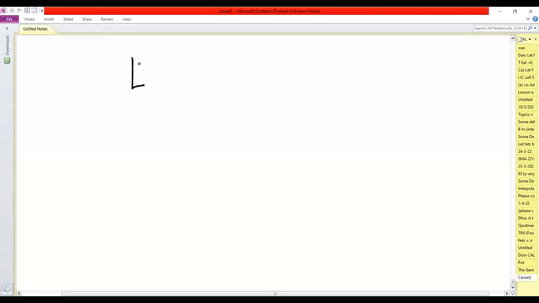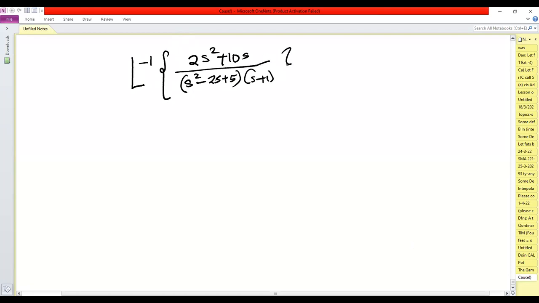So the question was to find the inverse Laplace transform of (2s squared plus 10s). The denominator is s squared minus 2s plus 5, multiplied by s plus 1. Now, we use the completing the squares method to rewrite this denominator in the form (s minus a) squared plus b squared.